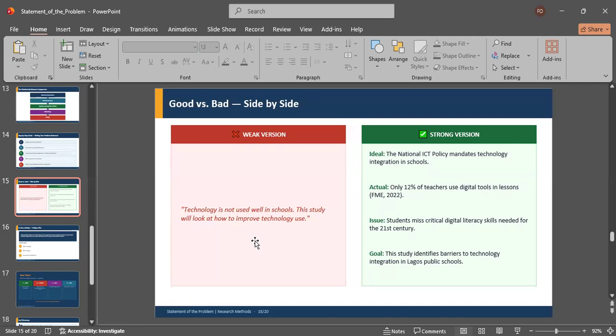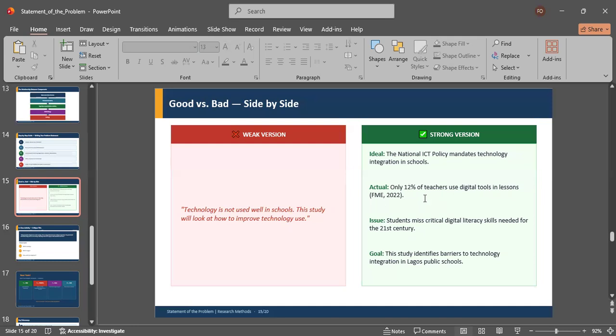Now, look at the one on the other side, using the ISIG model. It says the national ICT policy mandates technology integration in school. That is the ideal. Don't forget the ideal is what should be happening, and that's what the national ICT policy says. Then the actual says only 12% of teachers use digital tools in lessons, cited FME 2022.